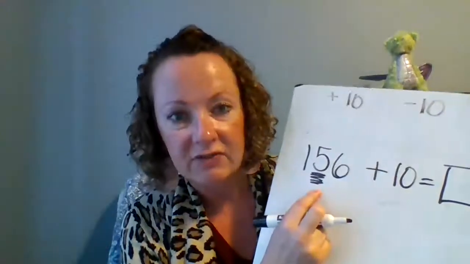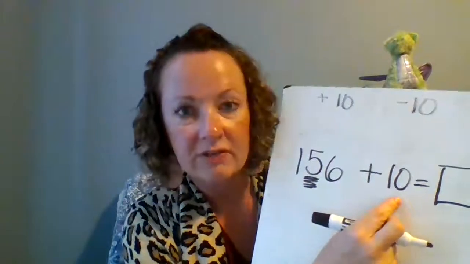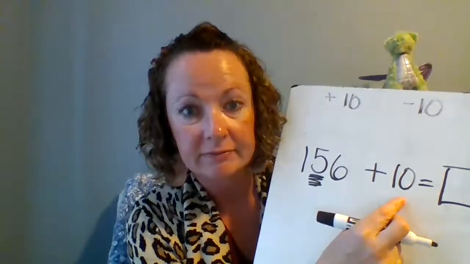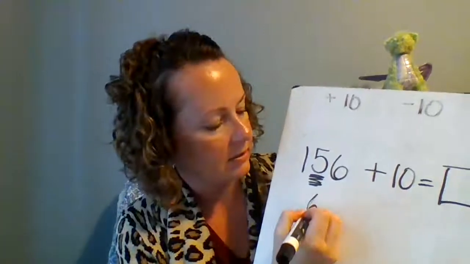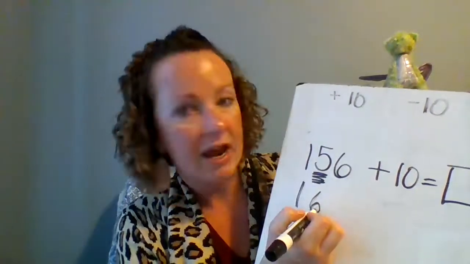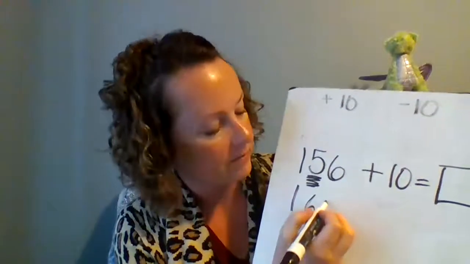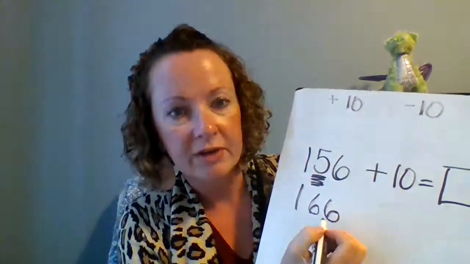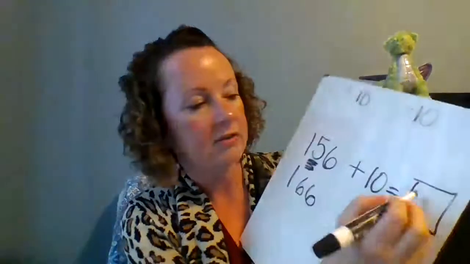If you've got 5 sticks of 10 and you add one more stick of 10 to it, how many sticks of 10 will you have? 5 plus 1 is 6. We still have a 100. Now we have 6 sticks of 10 and 6 ones. So 156 plus 10 more is 166. Not so bad, right? As long as you know the place to look in, it's sort of easy peasy, a little cheater's way to do this because you don't have to worry about anything else. You just have to worry about the tens place when you're adding 10.